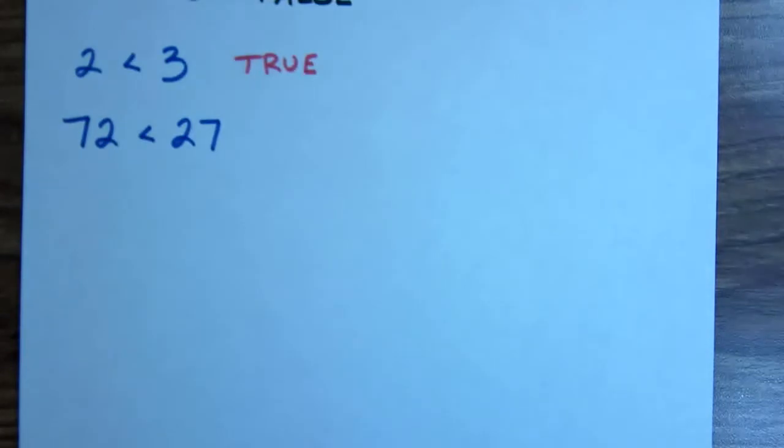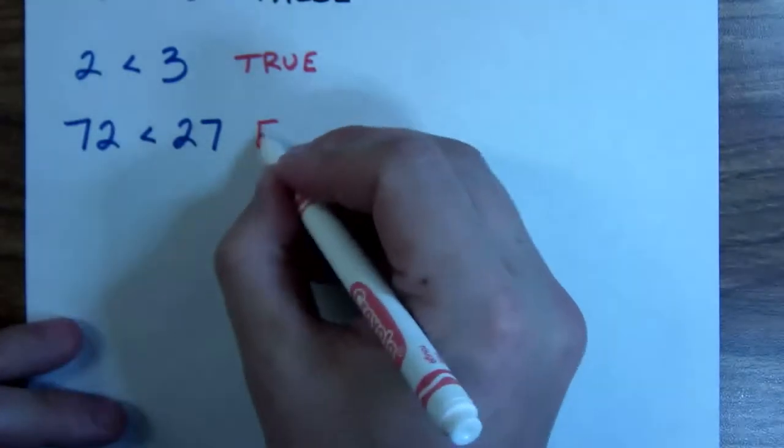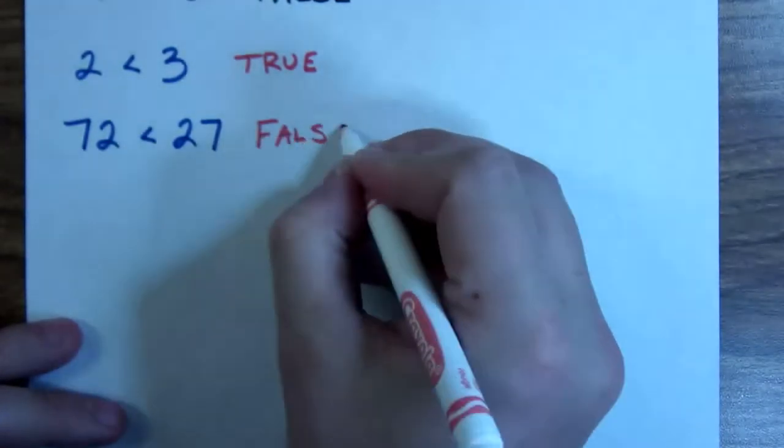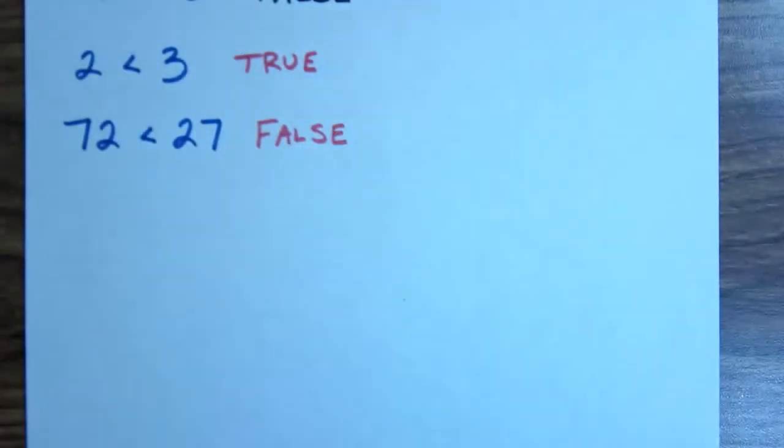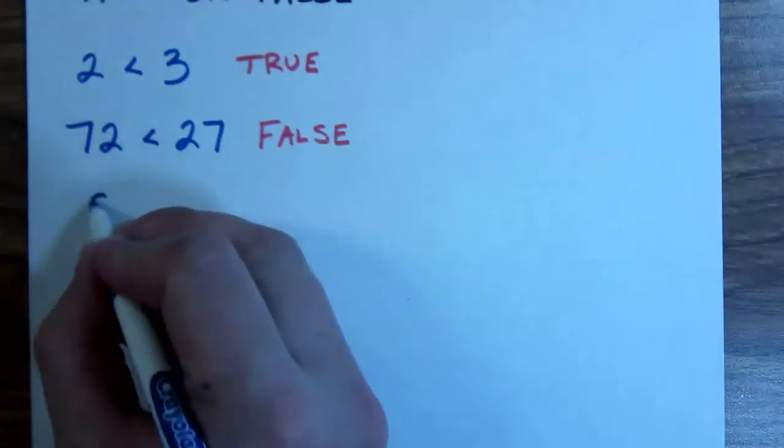How do you say that out loud? 72 is less than 27. Very good. 72 is less than 27. True or false? False. Okay, great. Let's try another one.